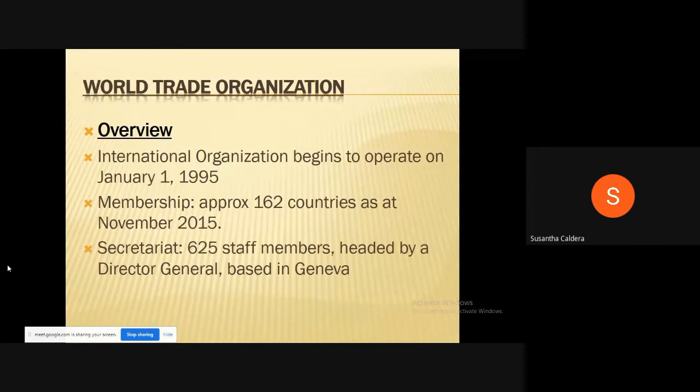The World Trade Organization started its operations on 1st January 1995. Membership as at 2015 was 162. I checked this recently. The secretariat is with 625 staff members, headed by the Director General, based in Geneva. The World Trade Organization's head office, or the secretariat, is in Geneva.